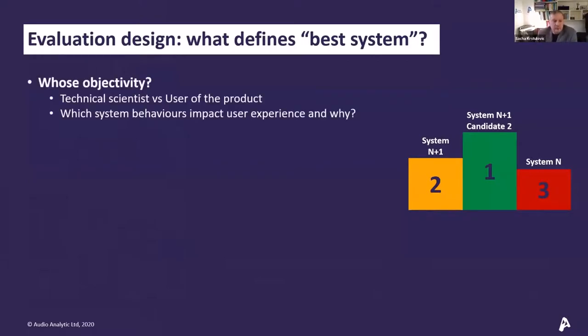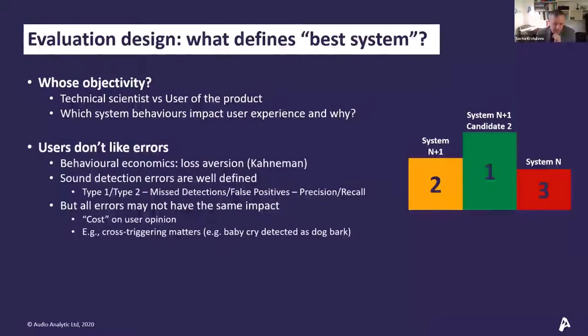So first of all, you have to question whose objectivity you want to satisfy. Is it the technical scientist's objectivity? Do you just want to satisfy a percentage of performance? Or do you want to satisfy the user of the product? And there is a subtle difference, because system behaviors impact user experience in various ways. First of all, users don't like errors.